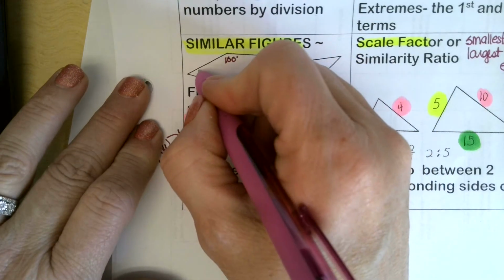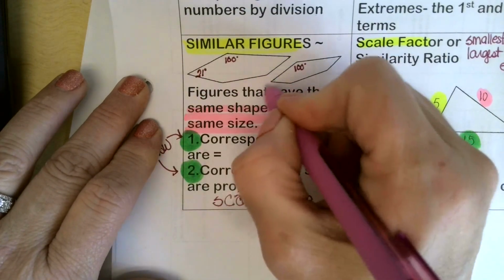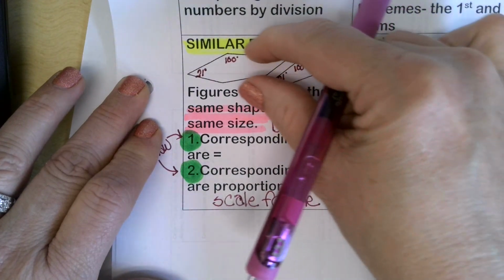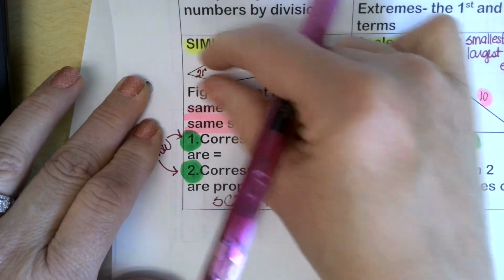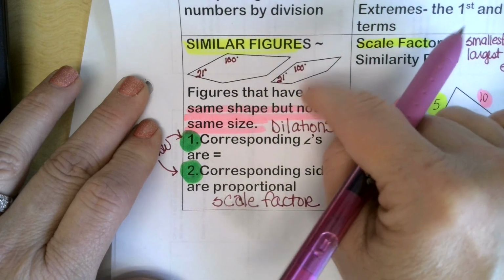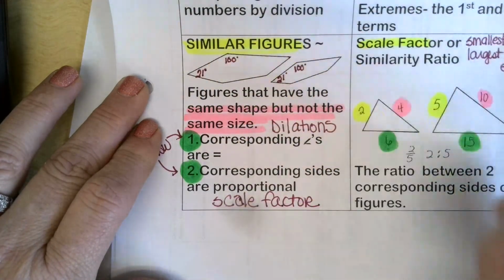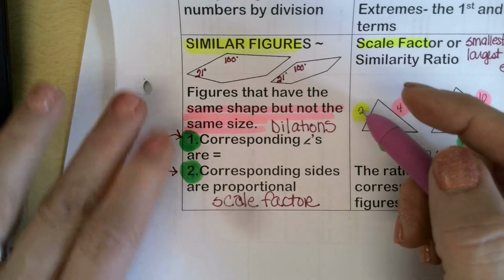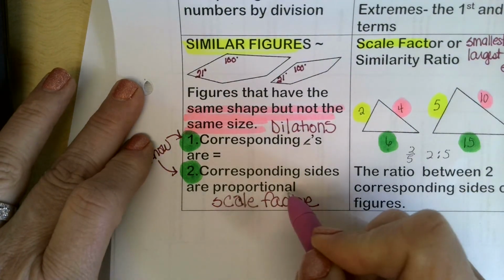If this angle was 21 degrees, then this angle would be 21 degrees. That figure would slide perfectly into that angle. Even though it's smaller, the angles still fit perfectly. The corresponding sides are proportional. So that means there is a scale factor.